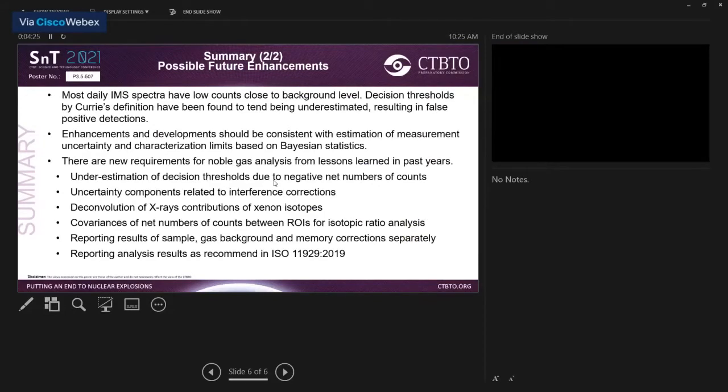Okay, the conclusion is that most daily IMS spectra have low counts close to the background. So the decision threshold by the Curie definition might be underestimated, resulting in false positive detection. So new enhancement and new development should be consistent with the recommendation from the ISO standard regarding the estimation of the measurement uncertainty and the characterization limits based on Bayesian statistics.